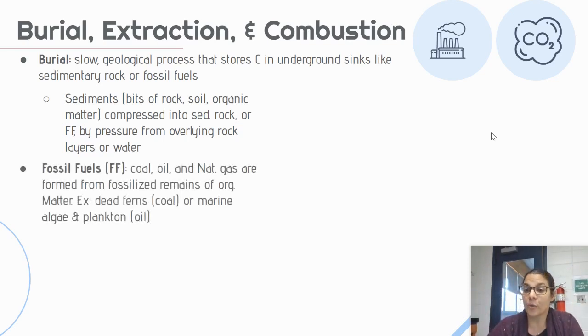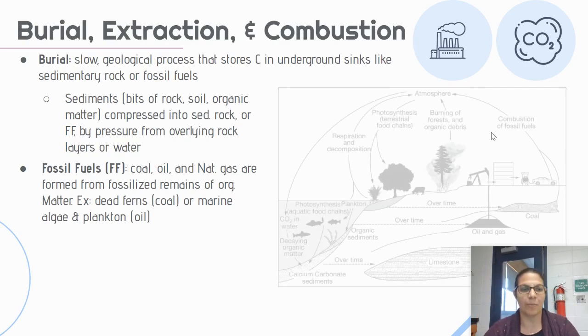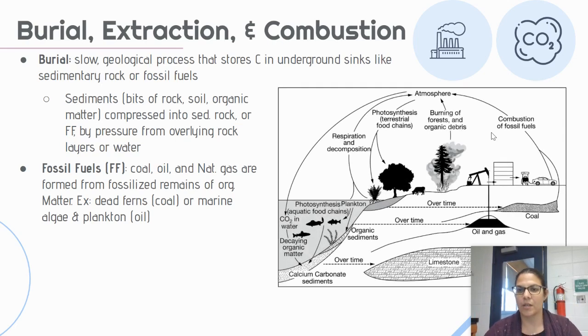Fossil fuels, coal, oil, and natural gas, are formed from the fossilized remains of organisms. Coal is more often formed in marshes and bogs, and oil and natural gas are usually found together, and we find those in areas that used to be marine. Here's your image.